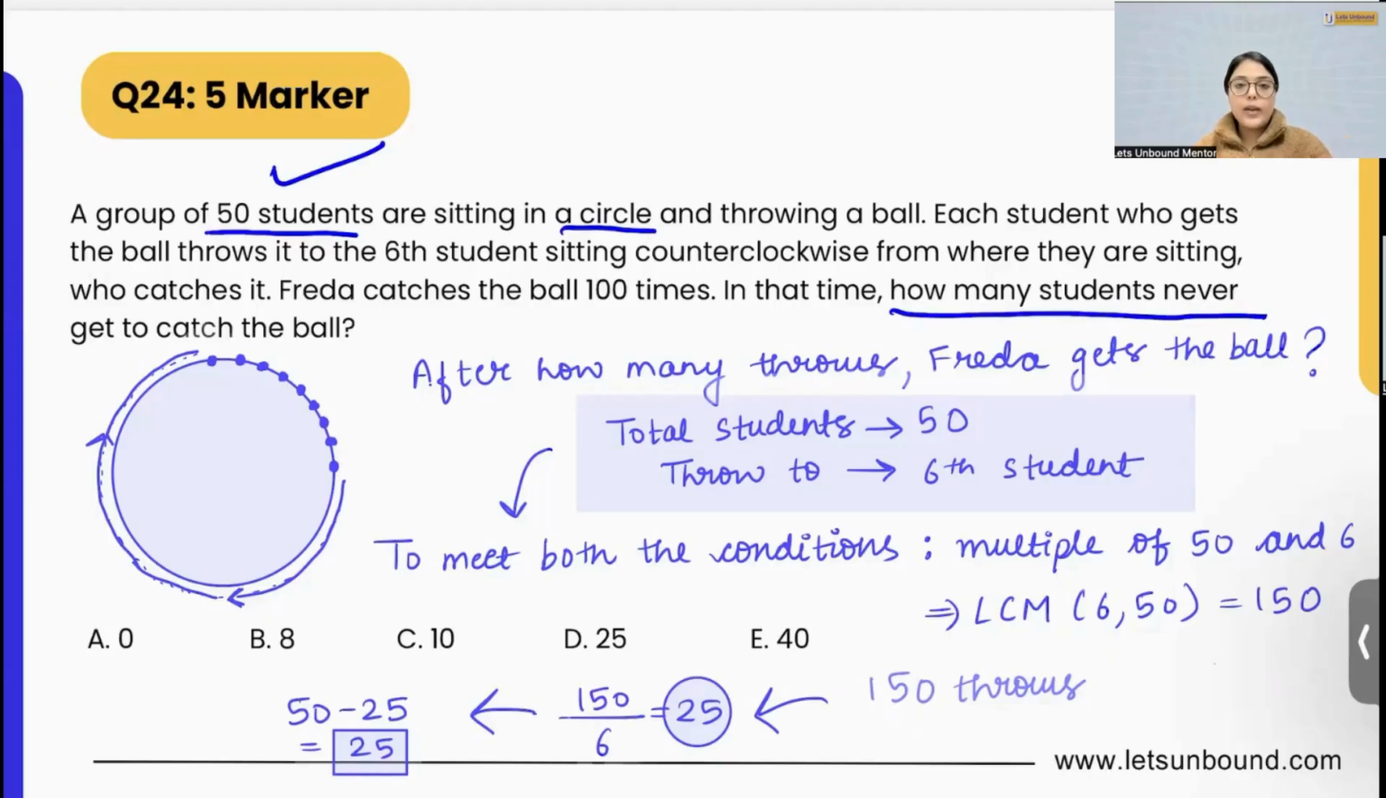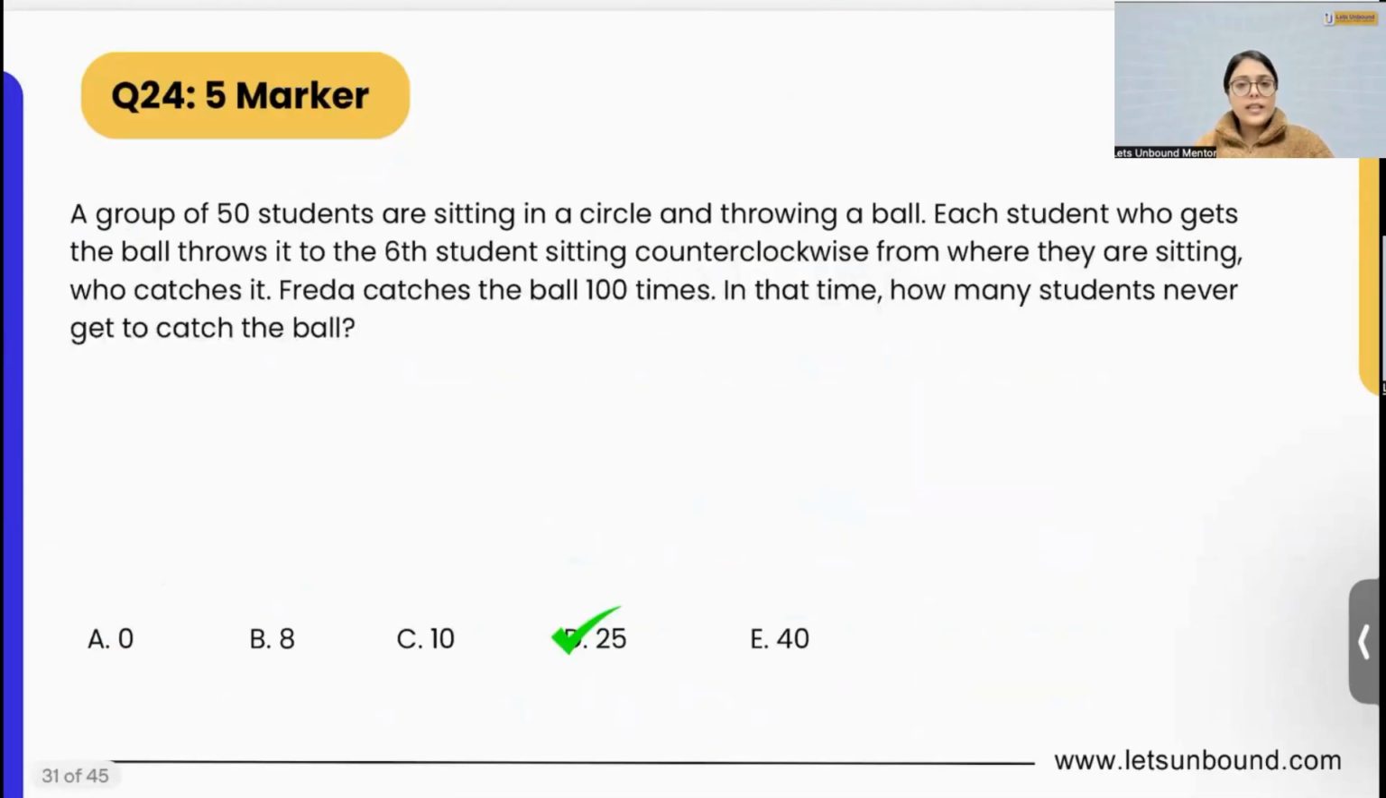In this particular question, it came out to be equal, right? But it might differ from question to question. So it's very important what the question is asking, and that's how we need to do the calculation. So we are getting the answer 25, which matches option D. So option D is correct.